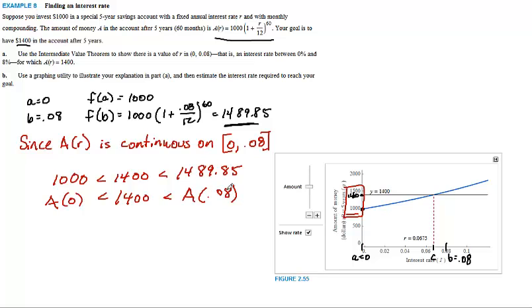Then they ask me to use the graphing utility in order to get that interest rate, and we can do that. If I use their graphing utility, it's really nice because they have the points clearly marked. So I would say for that last part of B, that interest rate is 6.75%. Okay, and that's that one.